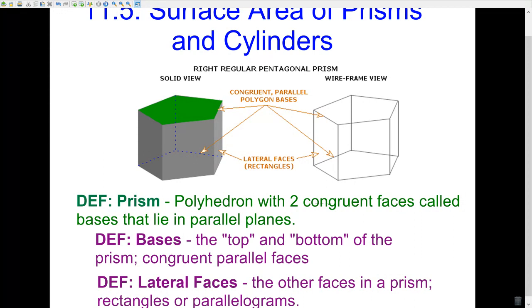But let's go ahead and go to the next slide. If I know how to do it.